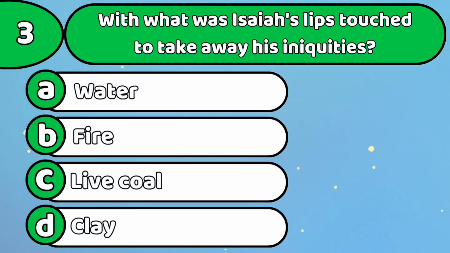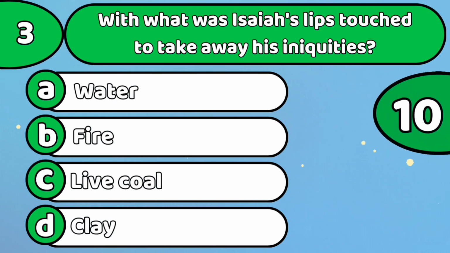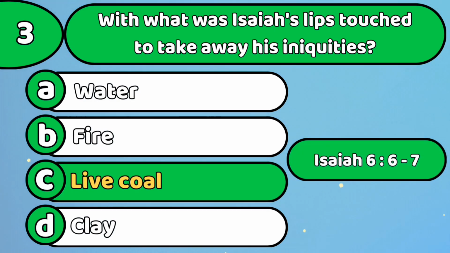Question 3. With what was Isaiah's lips touched to take away his iniquities? A. Water, B. Fire, C. Live coal, or D. Clay? Time to think. Reference: Isaiah chapter 6, verse 6 and 7.